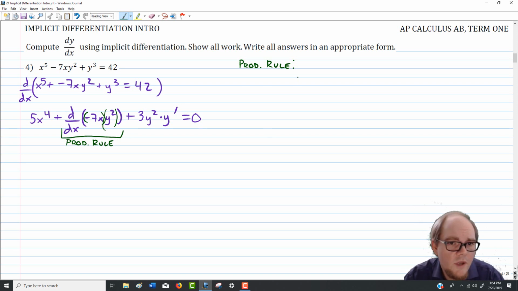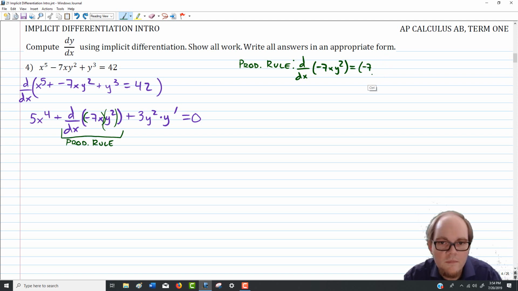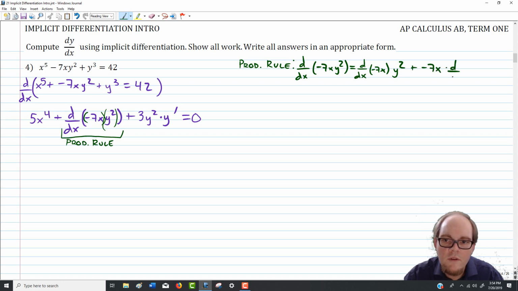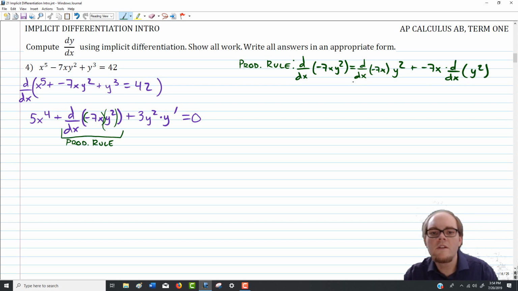So in this particular situation, our product rule, we are taking the derivative with respect to x of negative 7x y squared. That's going to be equal to, shoot, let's do it this way. I think this will be better. The derivative with respect to x of the first times the second plus the first times the derivative with respect to x of the second. So there is our product rule.